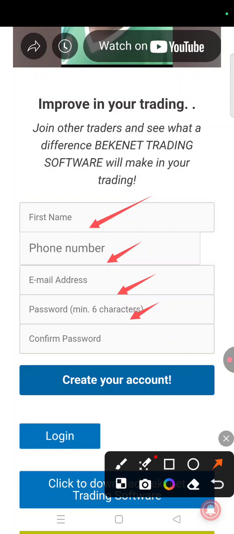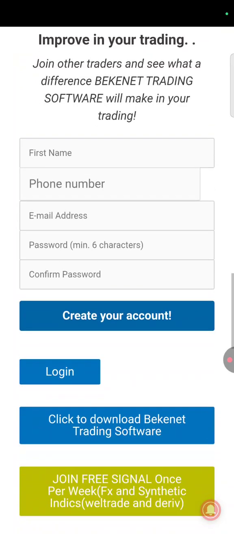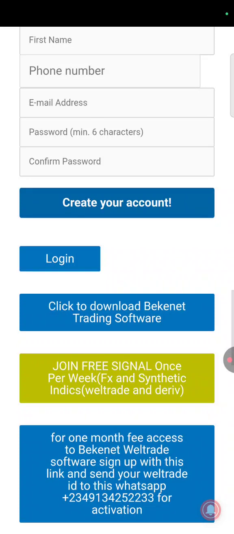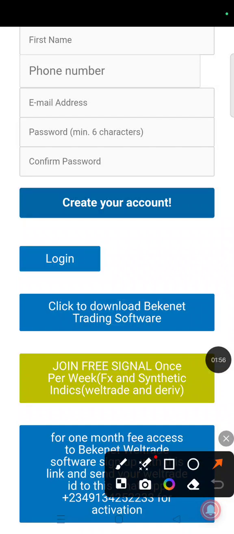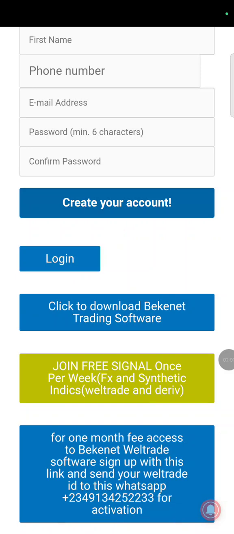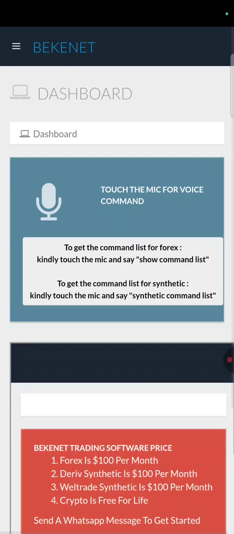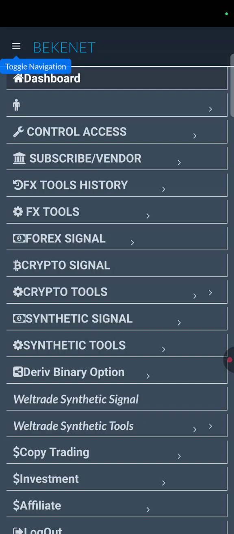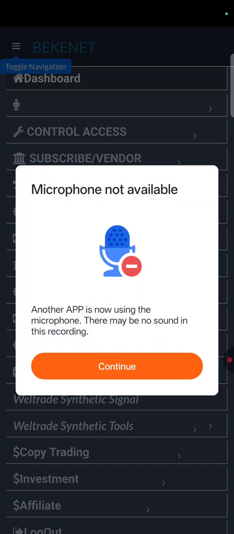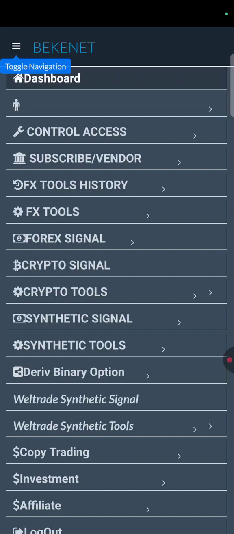That's where you need to do your registration. Then whenever you want to log in, you already have an account, you come straight to this login and you click on login. So let me click on login now. Then you put in your email and your password, then you log in. Right now I'm particular about the AI overview.